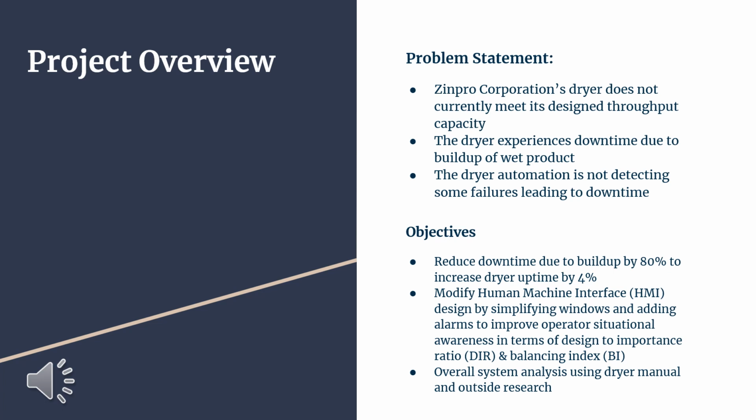Our objectives that we created to solve these issues are to reduce downtime by 80% in order to increase uptime by 4%, as well as make modifications to the HMI design in order to improve operator awareness in terms of the design to performance ratio, as well as the balancing index. And we also utilize this by analyzing the system by using the dryer manual and other outside research.